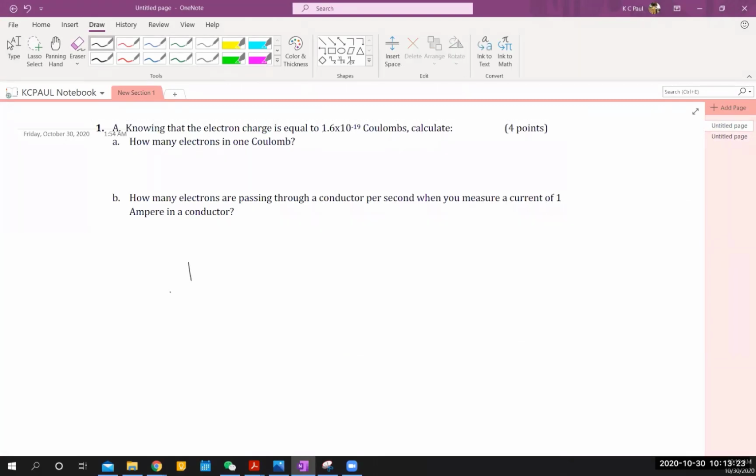The answer will be 1 over 1.6 times 10 to the power minus 19. So this 10 to the power minus 19 is basically the charge of 1 electron. Whatever result you have here, that should be your answer.